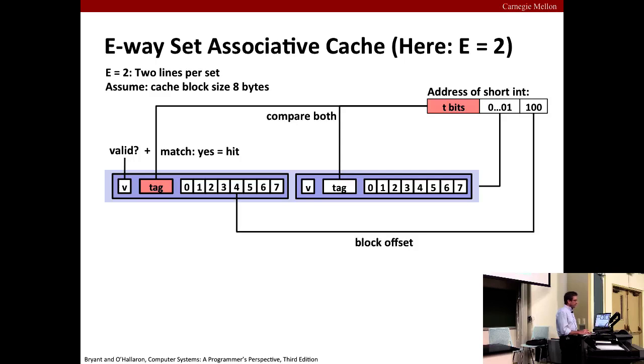Okay, so then once we've identified a match, we use the set offset bits. In this case, we're accessing a short int. So 4 is the offset within the block of this, the 2-byte short int, which then we can return to the processor.